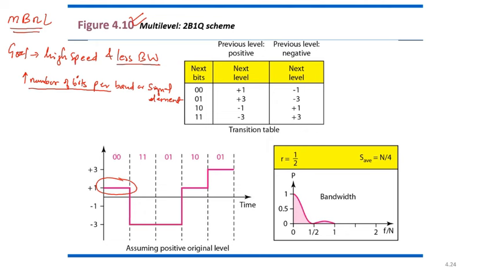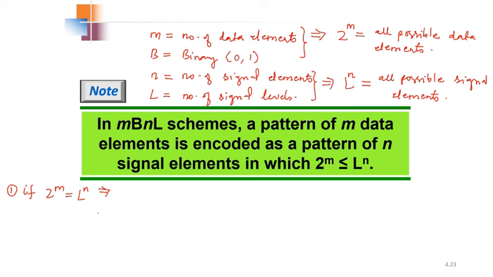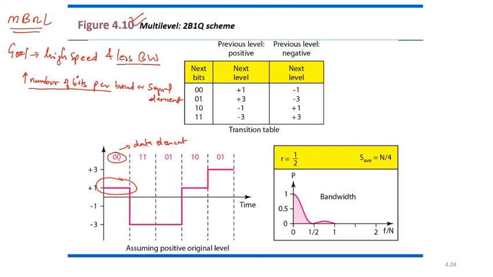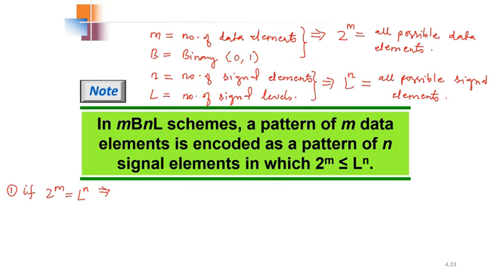So in the example here, suppose this is a combination of data element. So this is one data element. To represent this data element, we are having a signal level. This is one type of signal level. So here there are basically four different combinations of signal levels. So L to the power n number of signal elements are there. Here also 00, 11, 01, 10. So only four combinations of data elements are there, and four combinations of signal levels are there. So this is the case if 2 to the power m is equal to L to the power n.